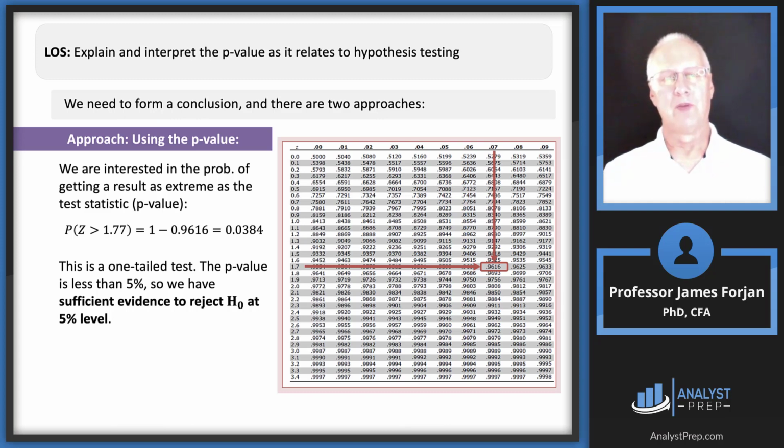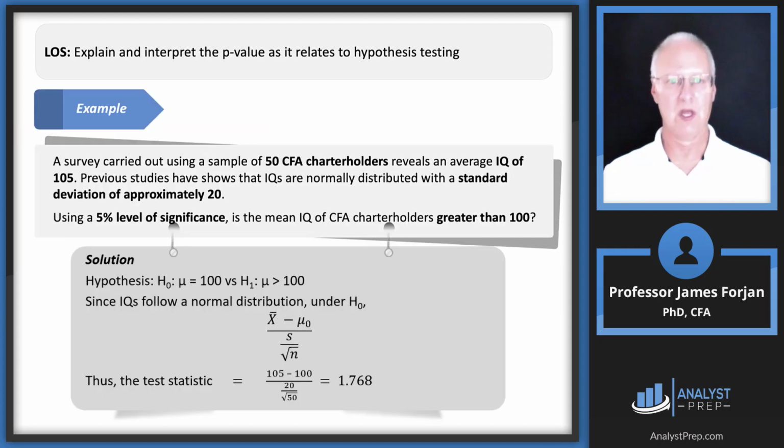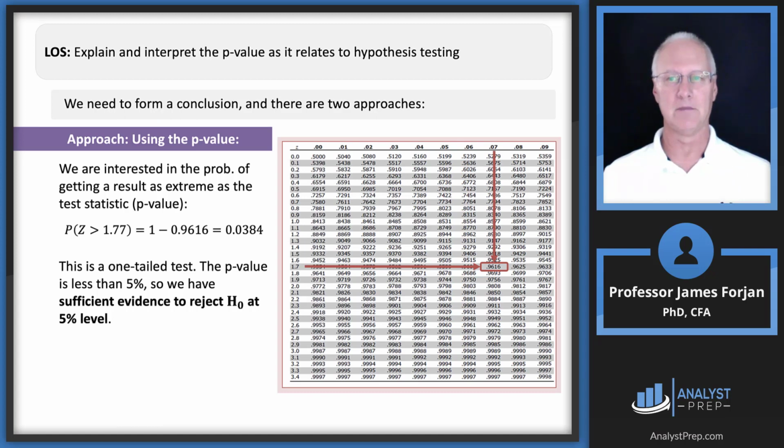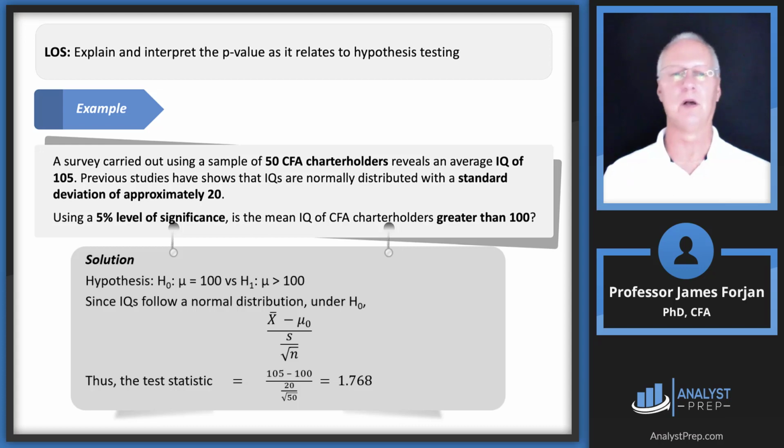So look at that LOS up there. Explain and interpret the p-value as it relates to hypothesis testing. So I can envision a question under which the institute gives you a bunch of stuff like this, right? There's the question stem, gives you the resulting t statistic, and then maybe gives you that 9616 from the table and says, what kind of a conclusion can you make? And you say, oh yeah, we reject the null hypothesis.